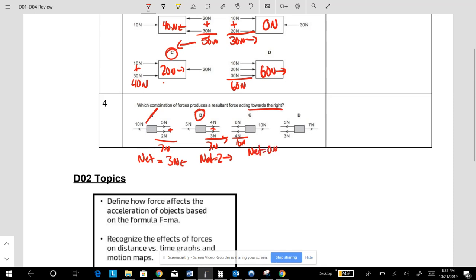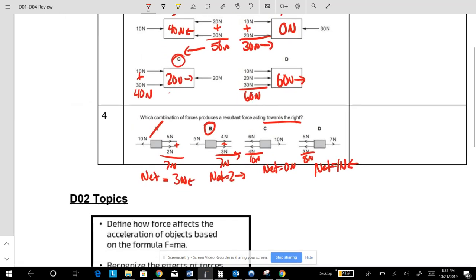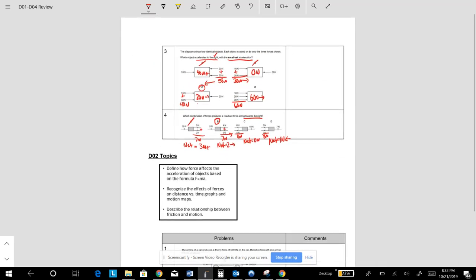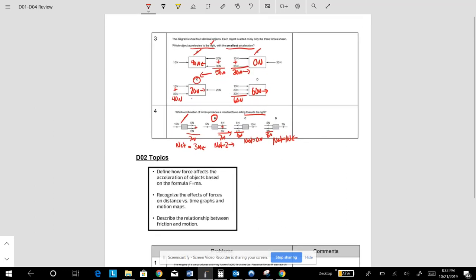D, I have 5 and 3, and then 7 on this side. So this is 8 newtons and 7, so I'd actually have a net force of 1 newton to the left. So hopefully that helps with D. These are just basically being able to draw free body diagrams, looking at them, and then writing down the forces that act on each other. These problems are not very difficult as long as you know what force should be what.